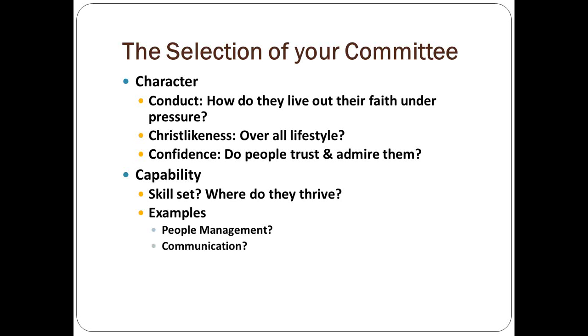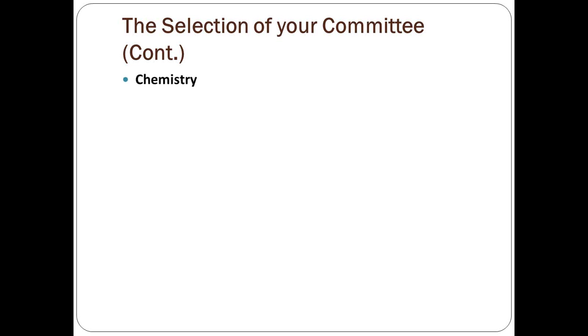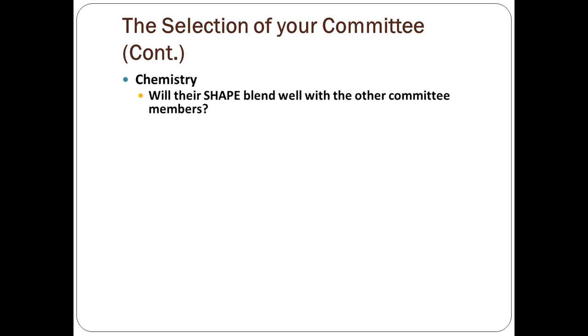They need to be able to communicate. They need to have common sense. They need to know how to plan. Along with their capabilities, you need to look at their chemistry. Will their shape, the way that they're put together, their place and shape, blend well with other committee members? You are wise to understand personality profiles and how those people are put together. Who works well together so that you can build a team?